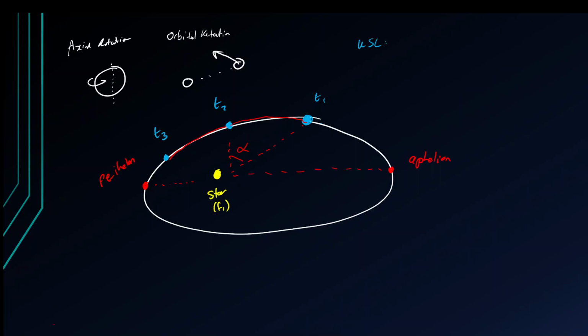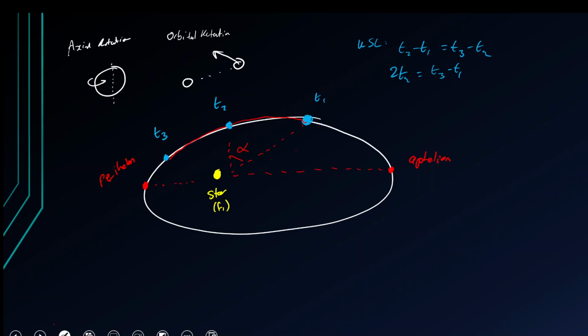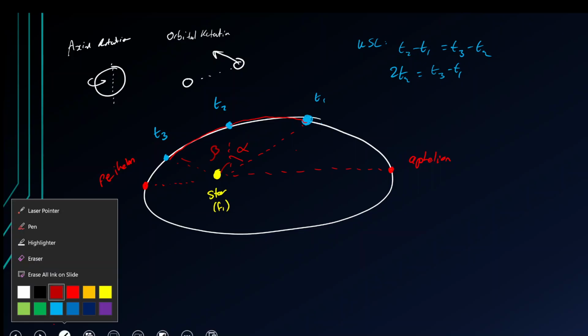So for Kepler's second law, t2 minus t1 is equal to t3 minus t2. And obviously you can do some rearranging if you want to say 2t2 is t3 minus t1 or whatever. Although this angle here will be different. So the angle here, this angle will be something like beta. The arc is what's constant, and the ratio of the distance traveled and the time taken to travel is a constant value.